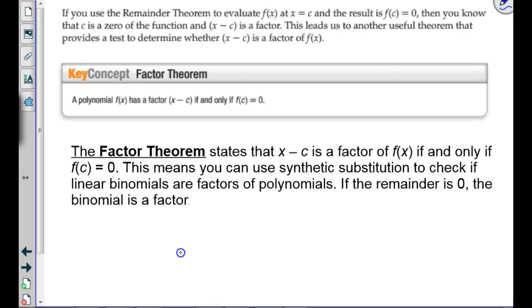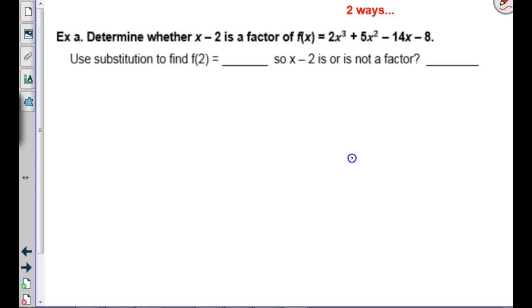All right. If you put this value into the function and you get 0, that means dividing it in should come out exactly even. There should be no remainder. So the factor theorem says if you divide it in and you get a 0, then the other direction is also true: if you substitute it in and get a 0, it should come out with a remainder of 0. Let's try this question.